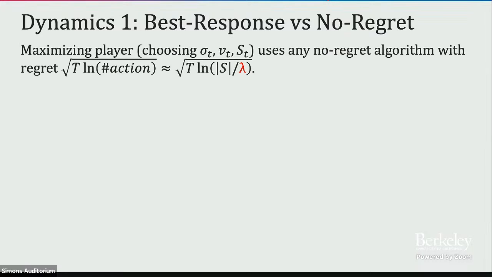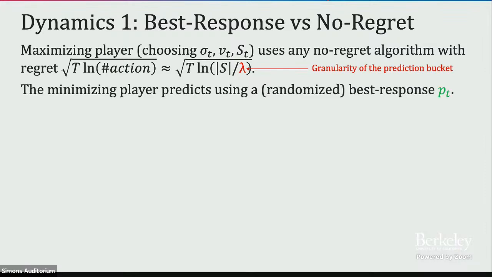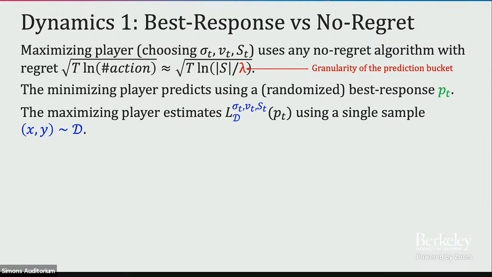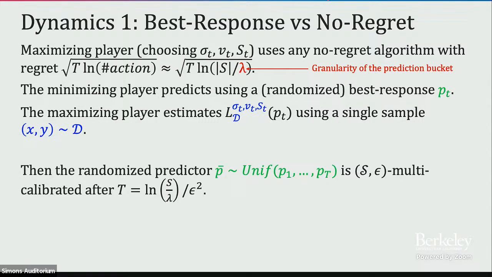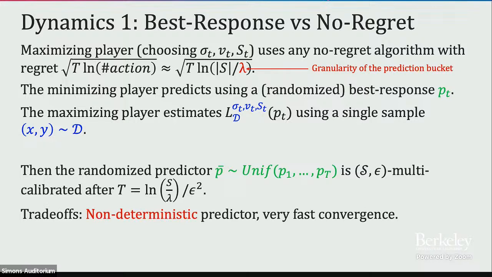I can do the best response dynamic. This is not the ideal dynamic, but let's see what it looks like. The maximizing player is going to be the no regret player, and his regret is not that bad. The minimizing player is going to be the best response. This is the one I was saying is randomized, but you don't take a single sample. The maximizing player is going to need some samples to estimate. Imagine that it's taking a single sample. Then we can show that the randomized predictor that's uniform over P1 to PT is going to be S epsilon multi-calibrated after these many time steps, which is exactly the inversion of the regret that I was talking about. What's bad about this is that it's a non-deterministic predictor, but it's good because it's fast.